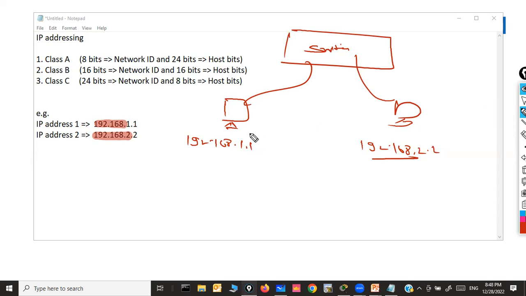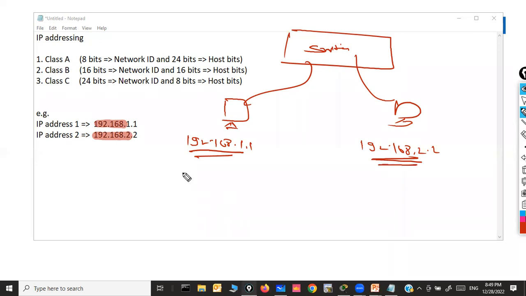They will not communicate because the network portion, or network ID, is not the same. It's different. They both do not belong to the same network. They are in different networks. So that is why they will not communicate by default. We will configure routing and other configuration later on, but without routing, they will never communicate with each other.